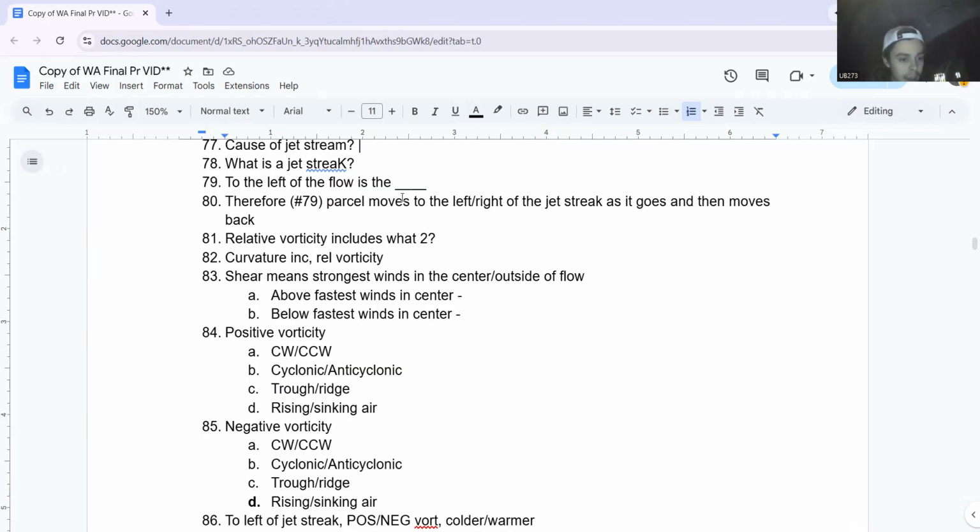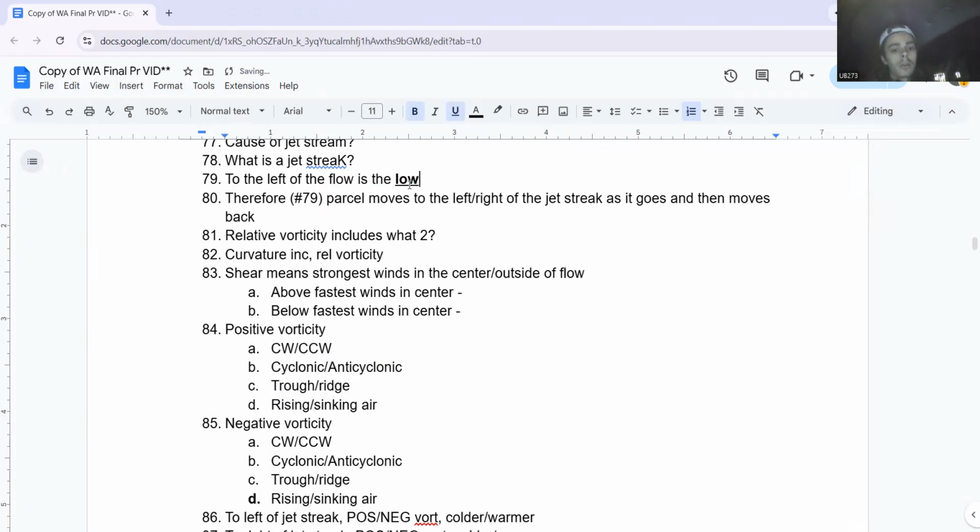What is a jet streak with a K? It's a place within the jet stream that is a localized area of faster winds, which we usually display as an oval. And we can separate it into four, and that's what we were talking about with the left and right entrances and exits. To the left of the flow is the low, so where your lower heights are is going to be to the left. And careful, that doesn't usually mean left like west. It's really usually north, because the trough's usually like that.